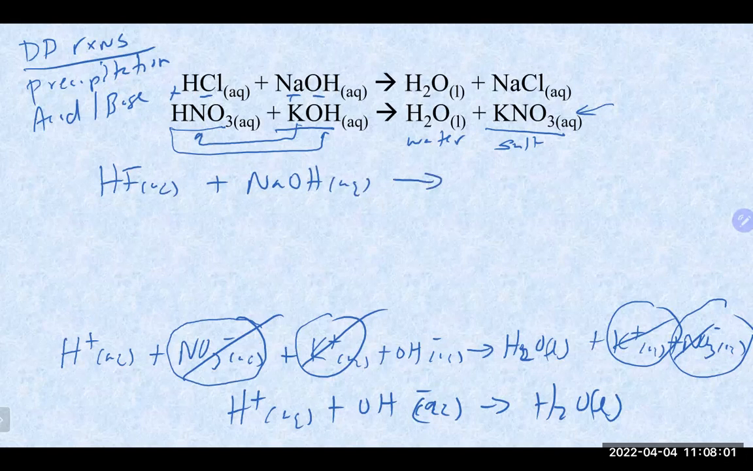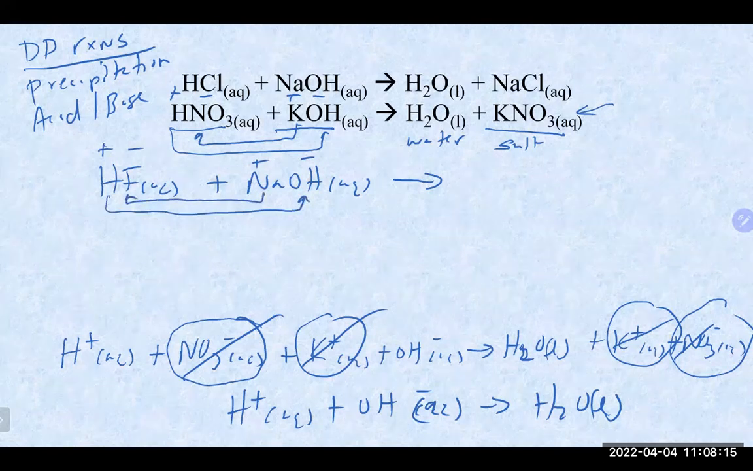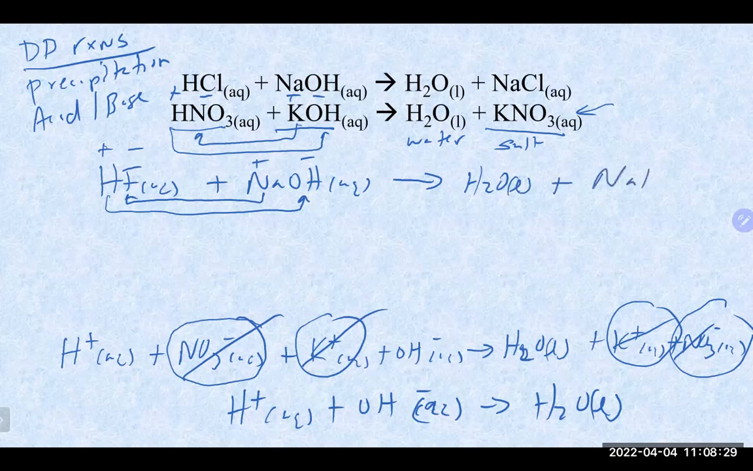So hydrofluoric acid is a weak acid. Sodium hydroxide is a strong base. If you just look at it, positive and negative, these are going to switch partners. The H plus from our acid and OH minus from our base is still going to make water. And our salt is the sodium ion and the fluoride ion coming together, which would make NaF. This would be our molecular equation.